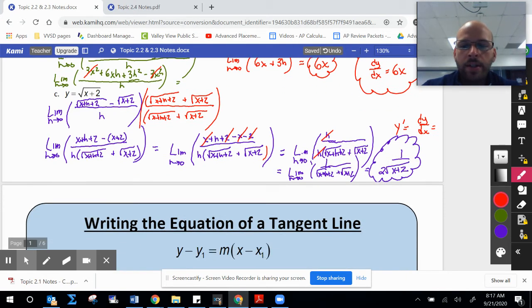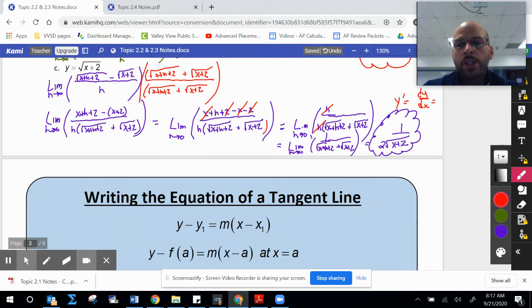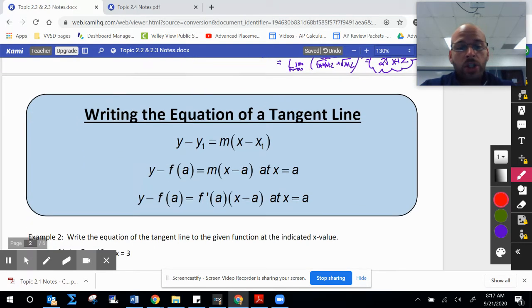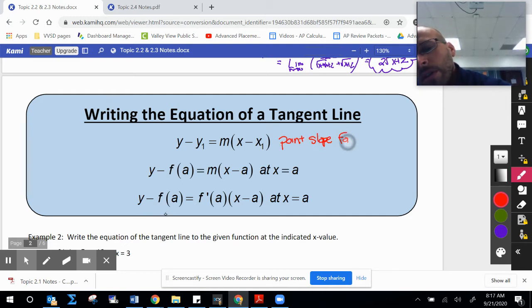So finding the instantaneous rate of change. Now, an instantaneous rate of change is going to be the slope of a tangent line. So just some notation reminder about how to write the equation of a line. You might have seen point slope form, okay? y minus y1 equals m times x minus x1, okay? So that's how we teach it in algebra, or you might have seen it before, okay?